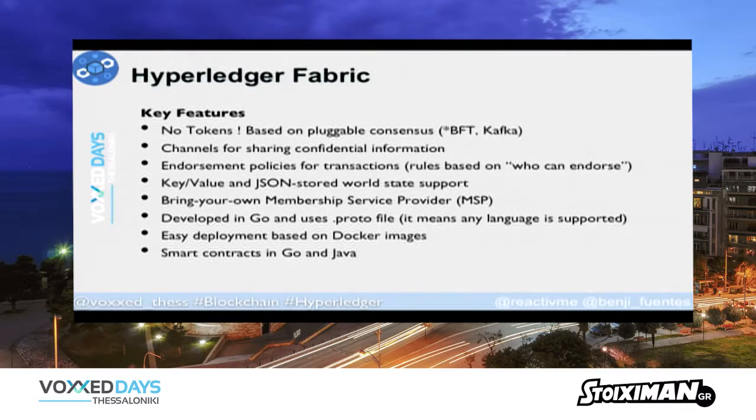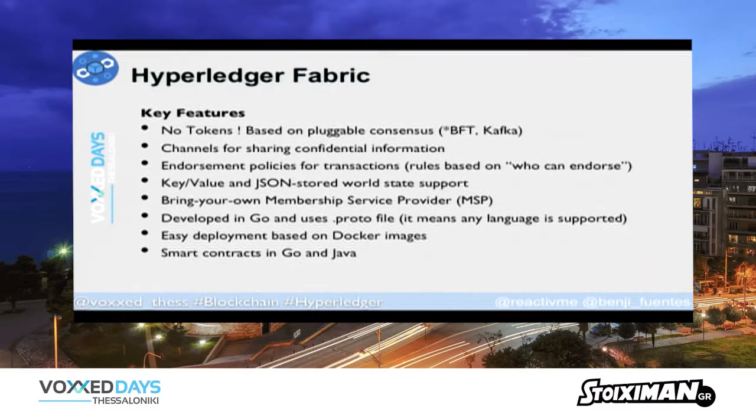You have channels. They are used here to separate and to have more privacy on the blockchain. You have endorsement policies for transactions. It means that there are rules on who can call a particular method on this application. You have different ways of storing your state. I will talk about that later. So you can store it like in a database, in a key-value storage or in a JSON style storage.